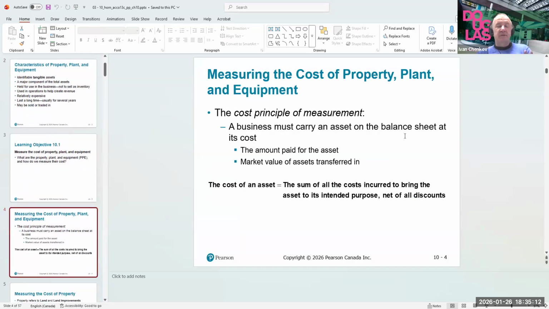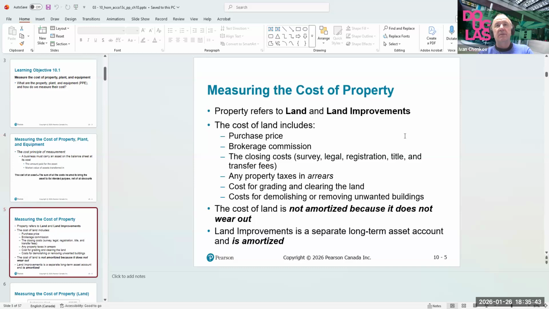So how are we going to measure? First was the measuring. How are we going to measure the cost of these long-term assets? The basic principle is we're going to use the cost principle, which is we're going to get all the costs which happen to bring the assets ready for the intended use or intended purposes. And we're going to deduct any discounts if they're available to us.